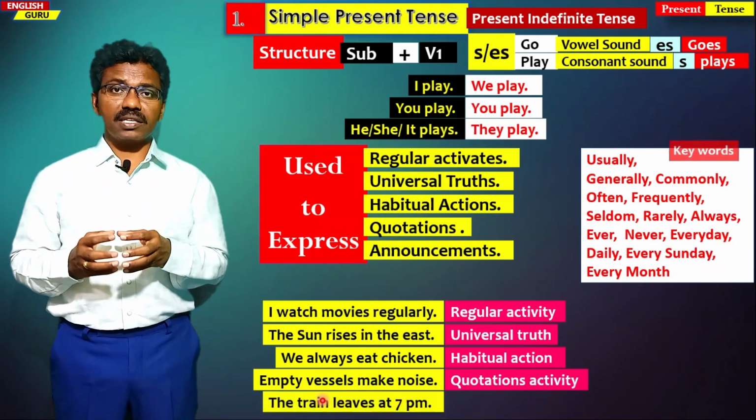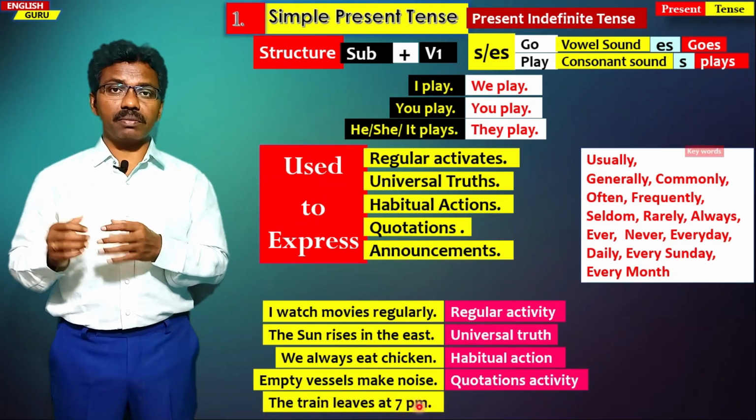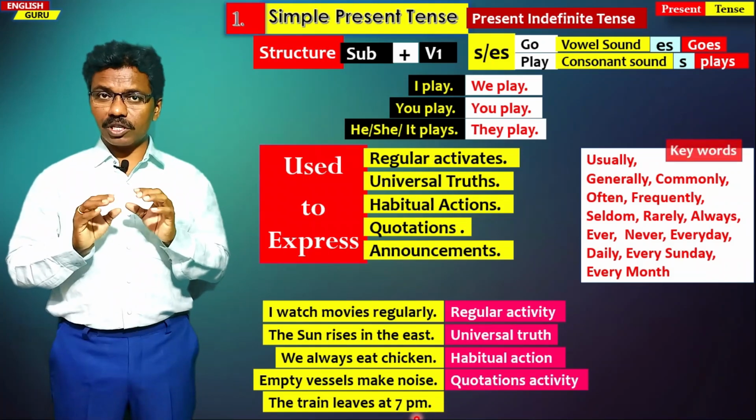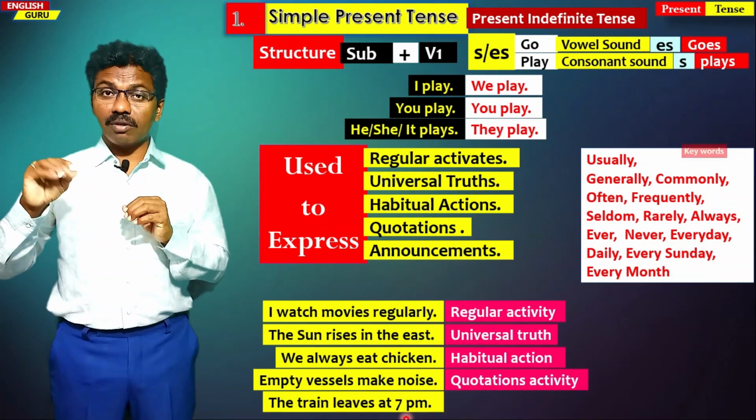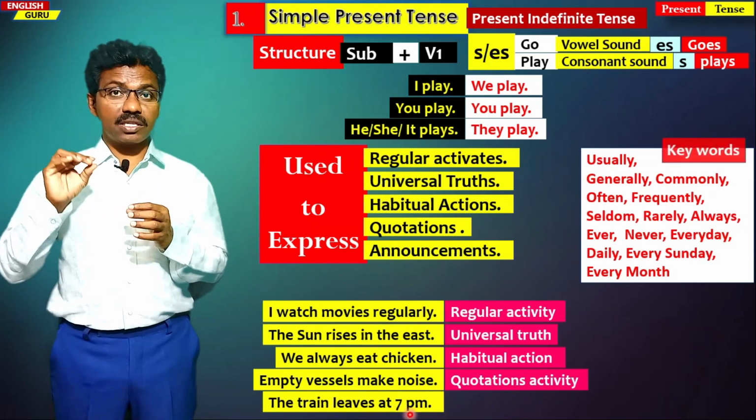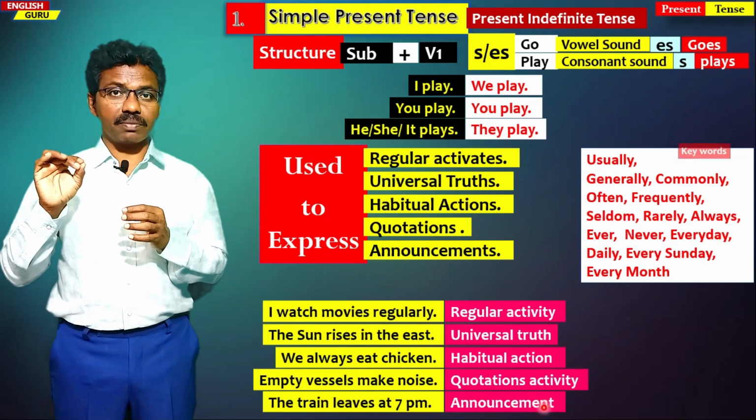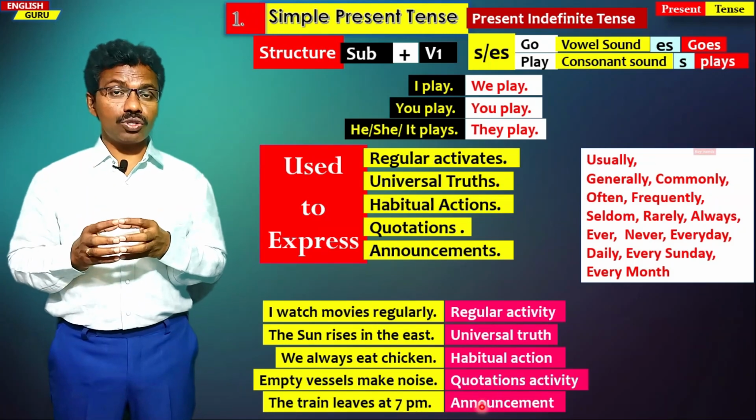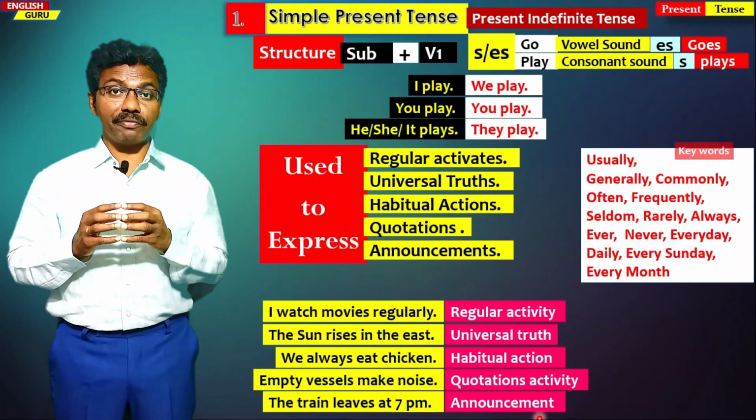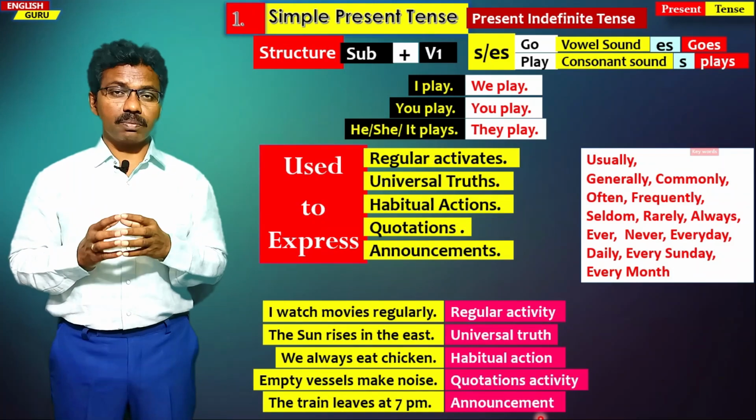In the next sentence, the train leaves at 7 p.m. We may be saying this at 12 p.m. but we are talking about 7 p.m., a future time, because it is a fixed schedule and it will certainly leave at 7 p.m. Not only that, it is also an announcement. So fixed schedules also should be written or spoken in simple present tense.